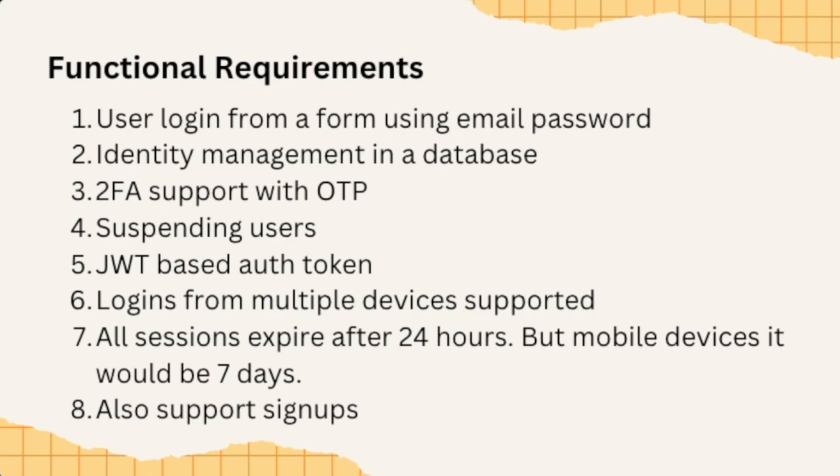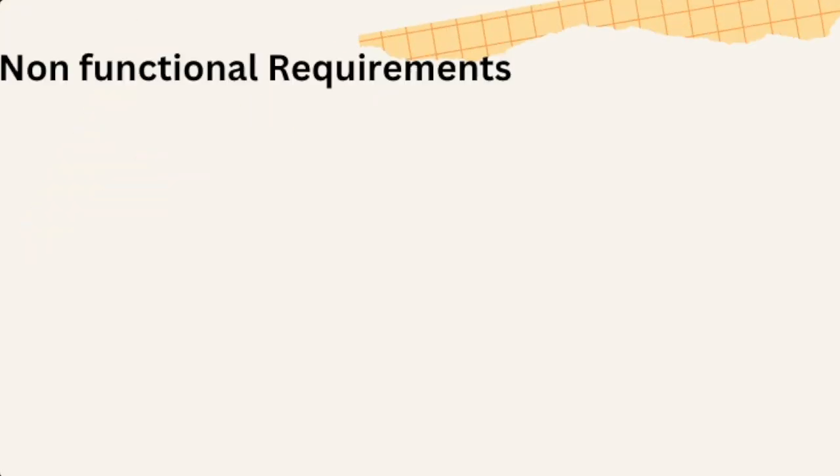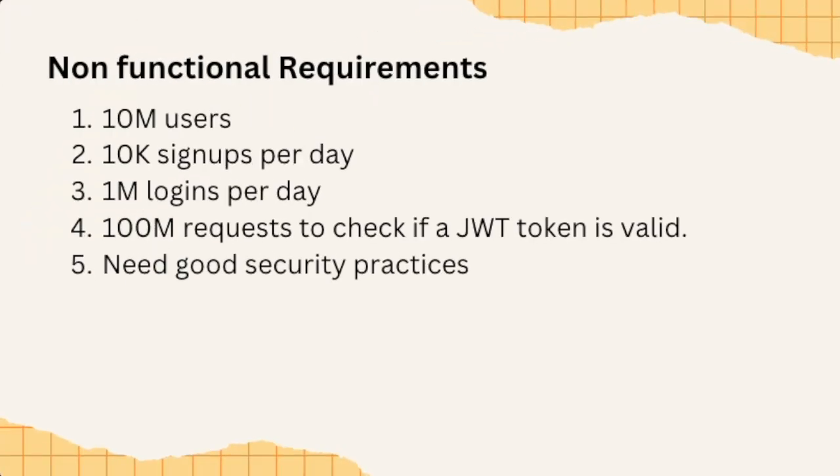We are told that there are 10 million active users, and there are around 10,000 signups per day and 1 million logins per day. That's daily active users. However, there are around 100 million requests to check if a JWT token is valid. So you can see almost a 1:100 ratio here. So it's a very read heavy system, and the verification call to JWT is at a much, much higher scale than the login process. And also, we need to support all the industry best security practices about encryption, encrypting data in flight, etc. If you don't know what those practices are, don't worry right now, we'll cover them later.